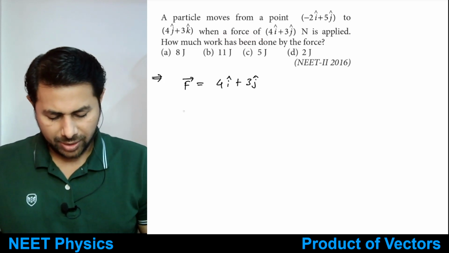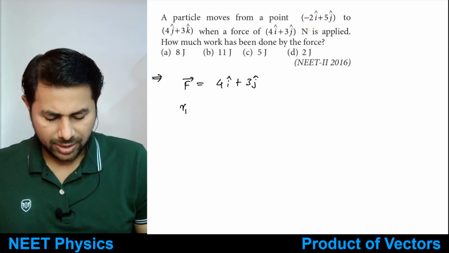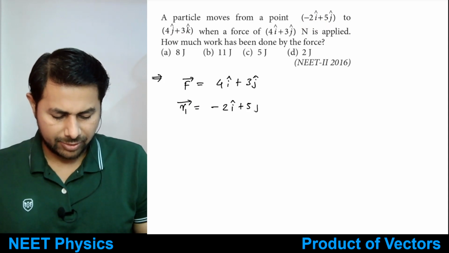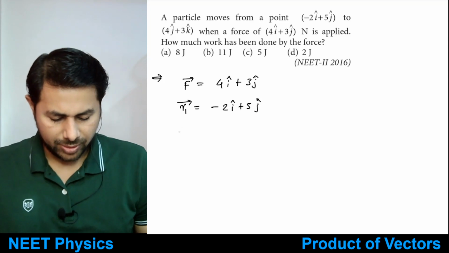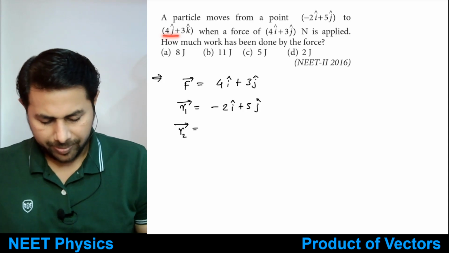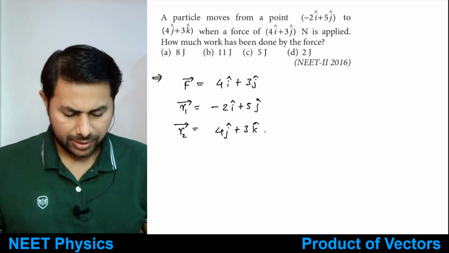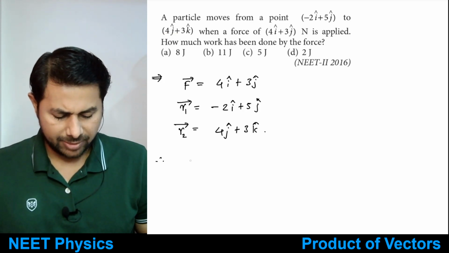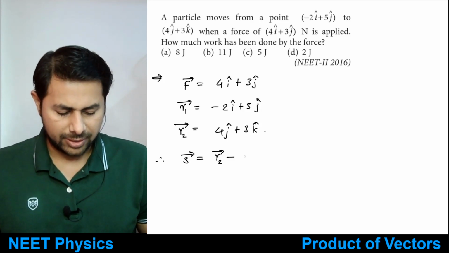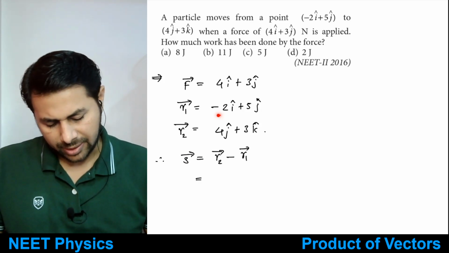Then you have the initial position vector. So it moves from this point to this point, right? Initially it was at r1 bar, that is minus 2 i cap plus 5 j cap, and it moves to the point r2 bar, that is 4 j cap plus 3 k cap. So what's the displacement? Therefore displacement s bar is equal to what? You can say final position vector r2 bar minus initial position vector r1 bar, and that is equal to subtracting r1 bar from this one.